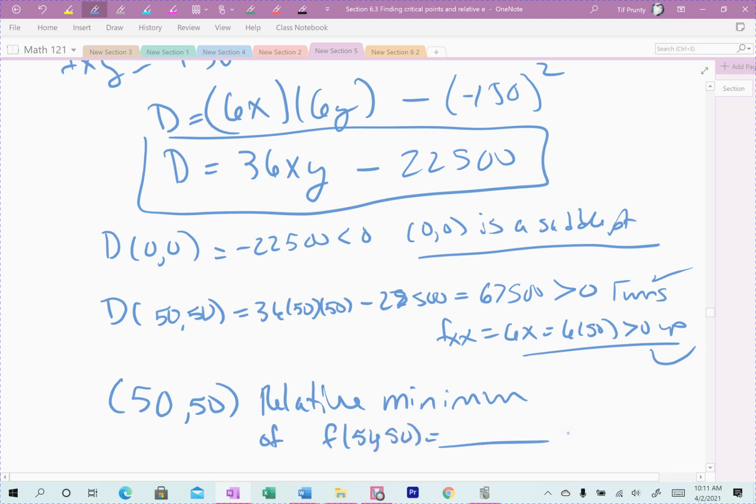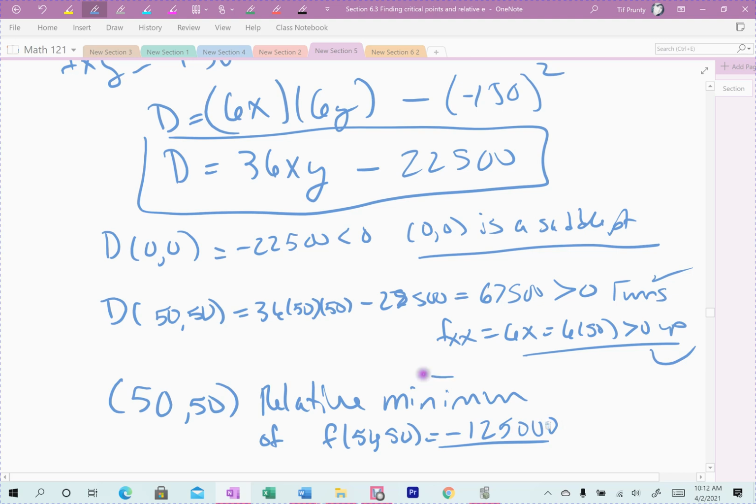I have to go back to my original function and plug 50, 50 into it. So I go back up here to the x cubed plus y cubed minus 150xy. Apparently I didn't find that yet. So 50 cubed plus another 50 cubed minus 150 times 50 times 50. Out comes negative 12500. That would be the relative minimum.